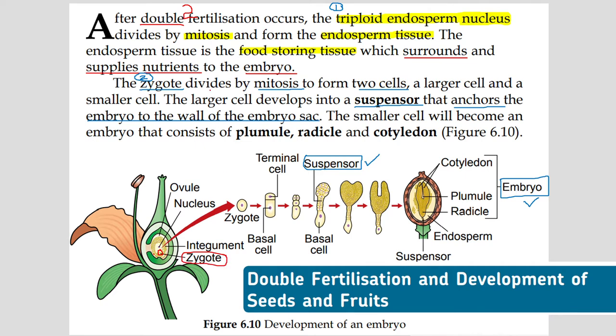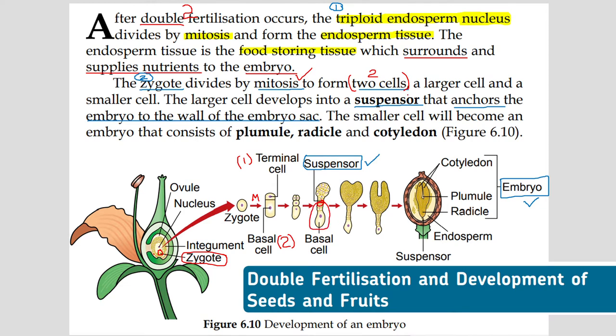So here, the zygote will divide by mitosis. It is going to undergo this process, forming two cells. Remember, if it is mitosis, the outcome is that you end up with two daughter cells. Of the two cells here, one will be larger than the other. We have the terminal cell after the zygote undergoes mitosis, and the other one is the basal cell. So let's look at it. The larger cell is going to develop into a suspensor. So this is the suspensor.